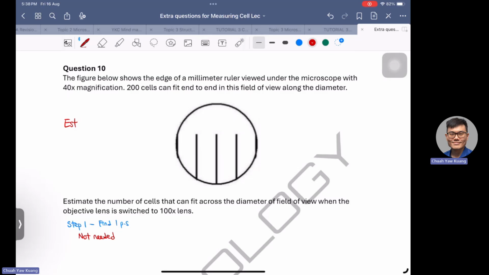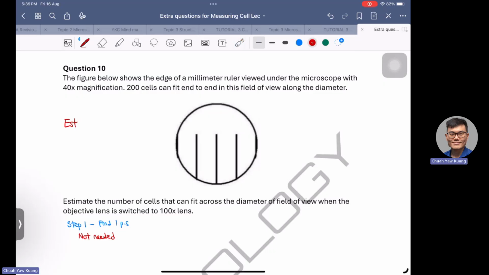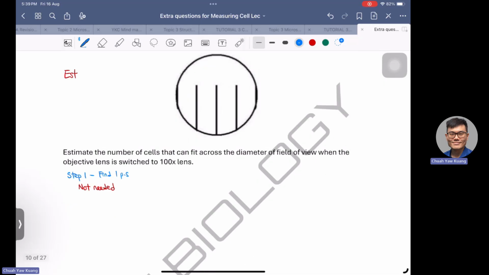Why? Because the question is using a ruler. If it's a millimeter ruler, that means one division is 1 mm. It's very straightforward, because it's using a millimeter ruler. So this one line is 1 mm. So that is for step one. We no need to do anything for step one, so we can skip step one. Then we move on to step number two.